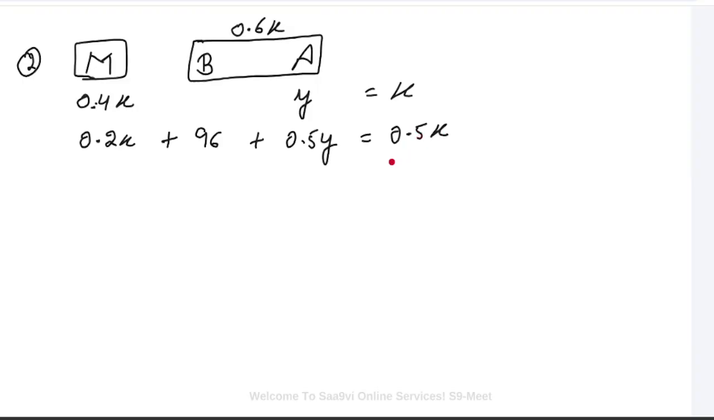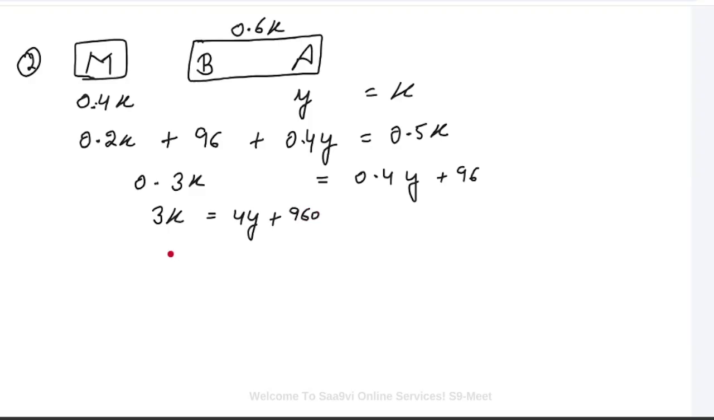Now if I solve it, I get 0 point, sorry, not 50%, 40% of this, they said. So this is 0.3x, that is equal to 0.4y plus 96. Now if I multiply both the sides by 10, I get 3x equal to 4y plus 960. That means x should be equal to 4y plus 960 divided by 3.